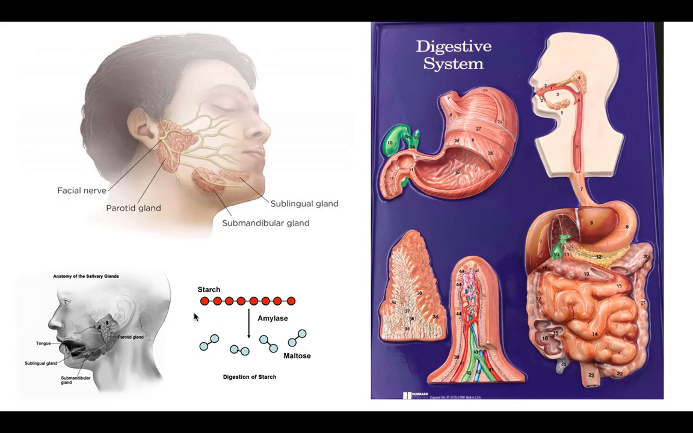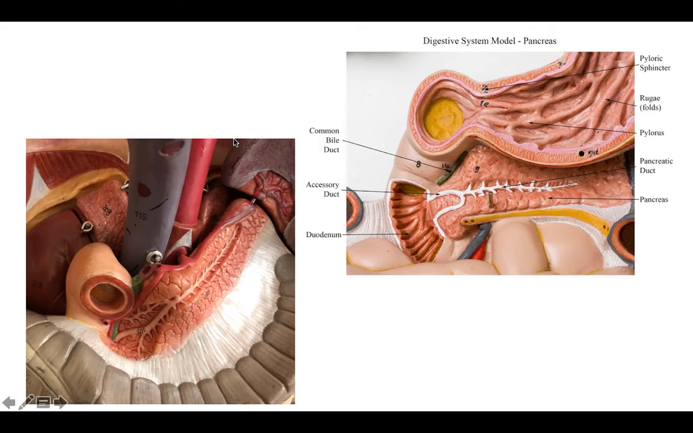Again, the ones that you're responsible for knowing: parotid, submandibular, and then the sublingual. The sublingual, I wouldn't give you on a test, honestly, especially on this model because it's just not depicted well. But you could get the parotid and you could get the submandibular there. Okay. So those are the salivary glands.